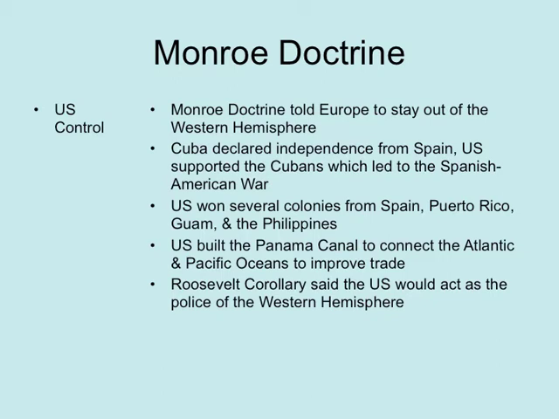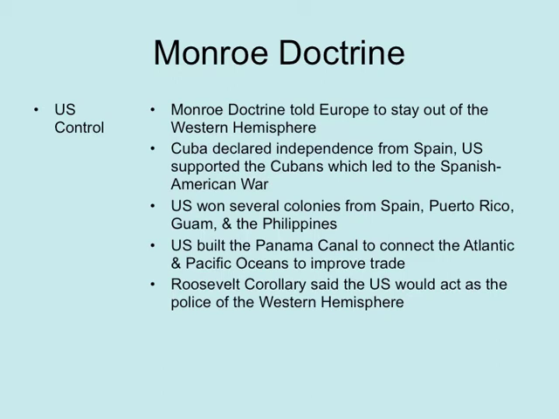Cuba declares independence from Spain, and the U.S. supports the Cubans, which leads to the Spanish-American War. In that war, the U.S. wins several colonies from Spain, including Puerto Rico, Guam, and the Philippines. The U.S. goes on to build the Panama Canal to connect the Atlantic and Pacific Oceans, which improves trade.